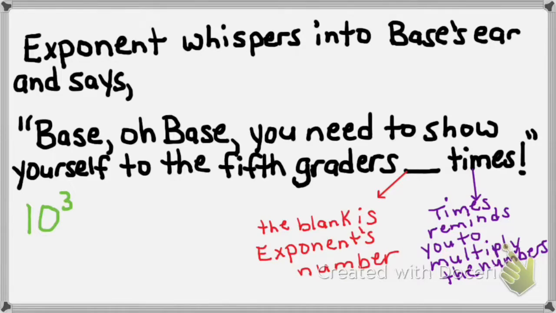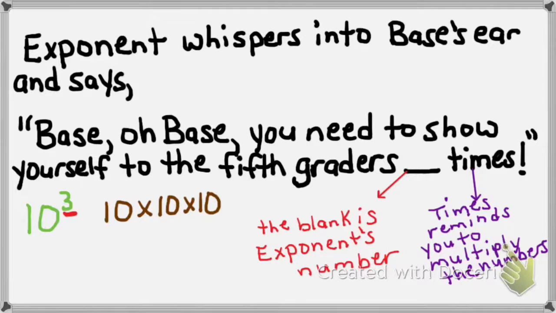So what does that mean? It says base, you need to show yourself to the fifth graders 3 times. Well, what's base? Base is 10. So 10 needs to show itself to the fifth graders 3 times. I have base 1 time, a second time, and a third time. It's 3 times, so I see it 3 times with the multiplication in between.